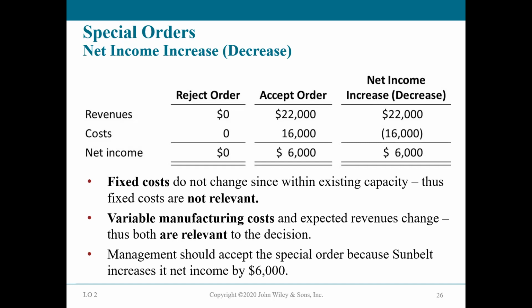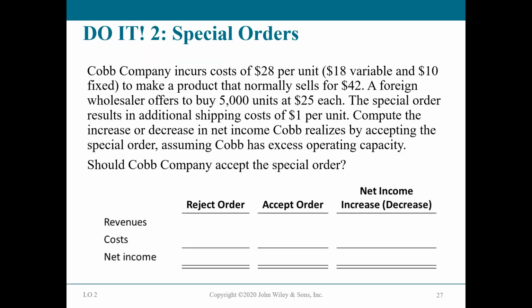Let's do another example. Cobb Company incurs costs of $28 per unit, 18 variable, 10 fixed, to make a product that normally sells for $42. A foreign wholesaler offers to buy 5,000 units at $25 each. A special order results in additional shipping costs of $1 per unit. And we're asked to compute whether there's an increase or decrease in net income.